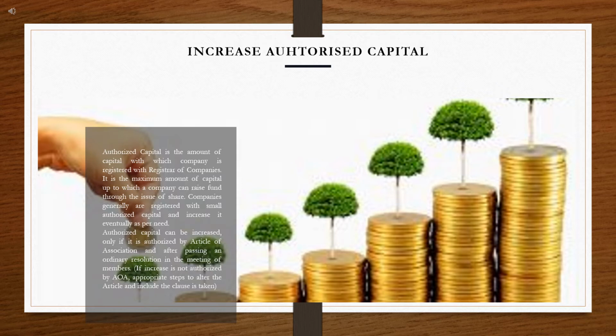Authorized capital can be increased only if it is authorized by the Articles of Association and after passing an ordinary resolution in the meeting of members. If the increase is not authorized by the AOA, appropriate steps to alter the articles and include the clause are taken. Need to increase authorized capital of a company: authorized capital is the upper limit up to which a company can raise funds from the public. In order to raise funds from the public, you need to increase the authorized share capital of your company.